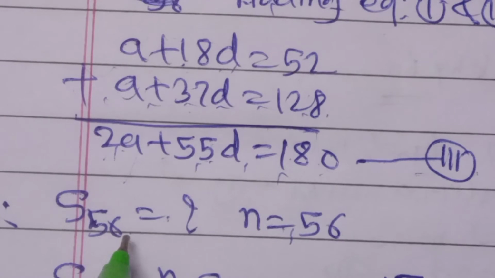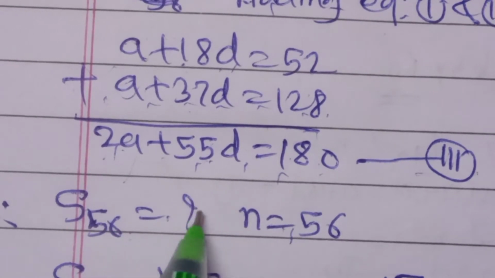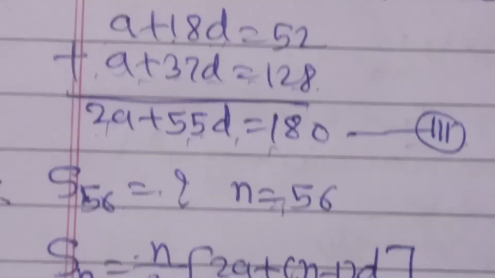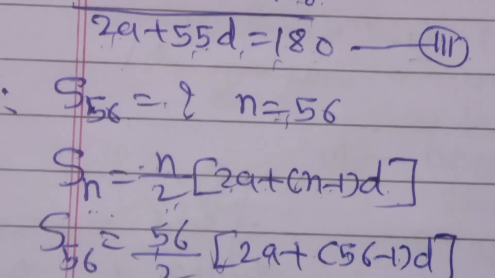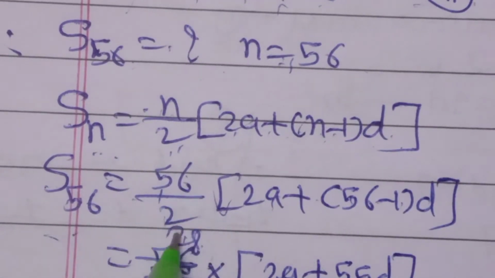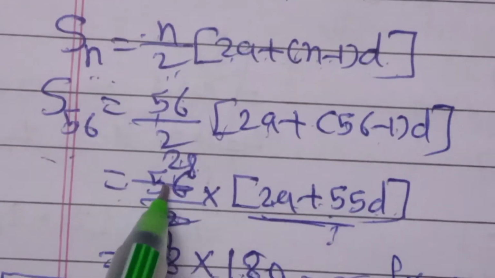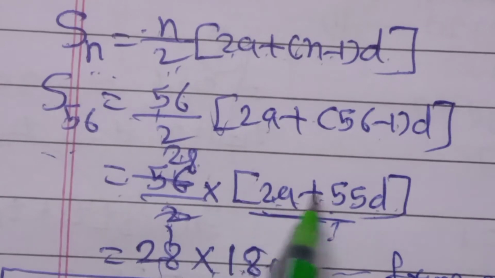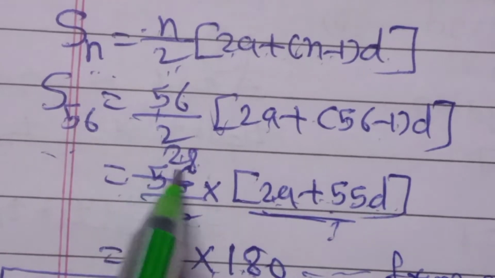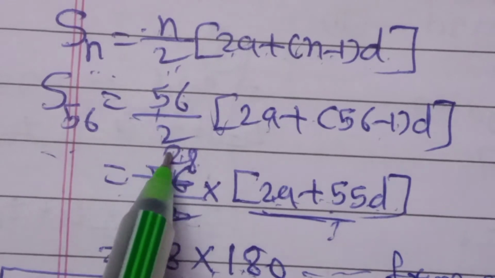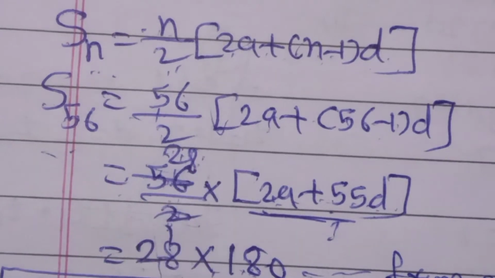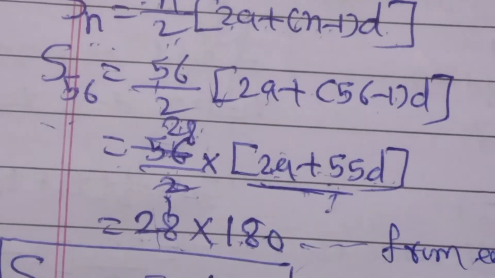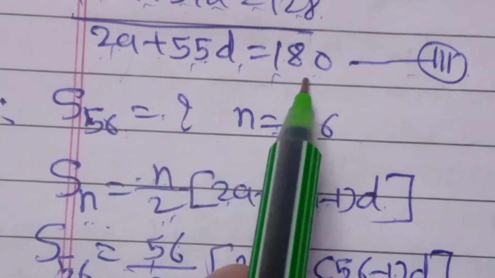Now S56, the sum of 56 terms, is given, so calculate. So n is equal to 56, the formula is Sn equals n by 2 into (2a plus (n minus 1) into d). S56 equals 56 by 2 into (2a plus (56 minus 1) into d). So 56 by 2 is 28, into (2a plus 55d), which is 180 from equation 3.